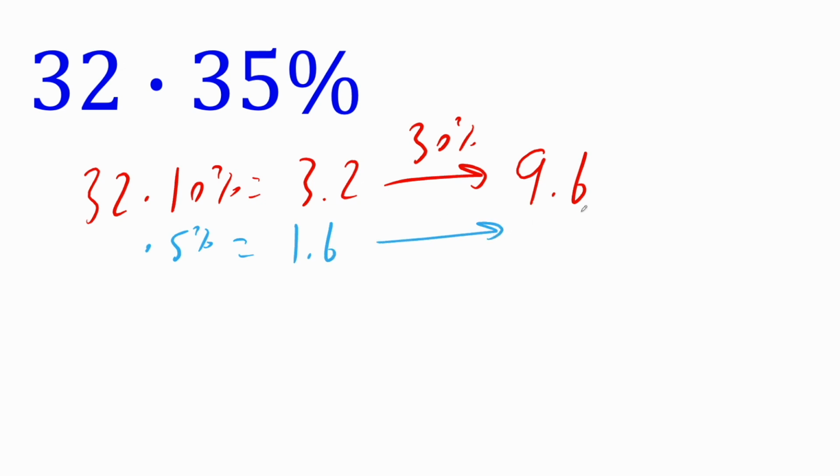And so now just add it up. 9.6 plus 1.6. Now it's going to give us a 2. Carry the 1. 1 plus 9 is 10. 10 plus 1 is 11. And so we get 11.2. Of course, verify with a calculator.